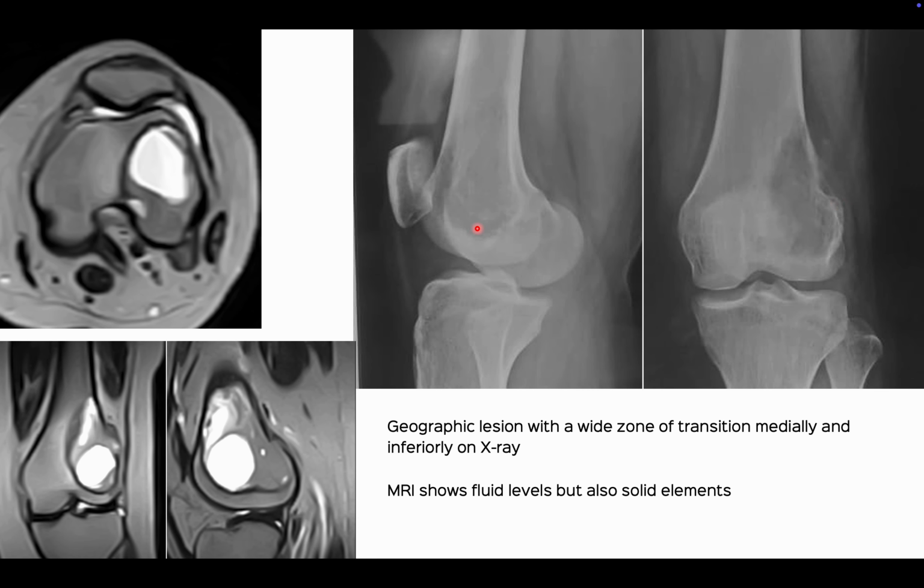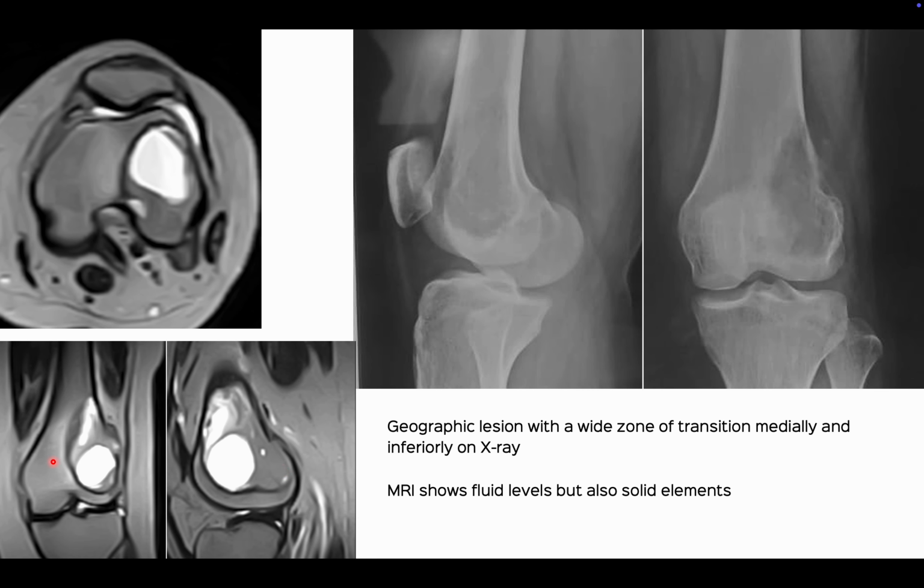Don't see it very well on the lateral, though you do see it here once you know that it's there. And then on the MR, while you do have a fluid level, you have all of this solid component here. So this needs a biopsy for sure. And then this was a telangiectatic osteosarcoma.